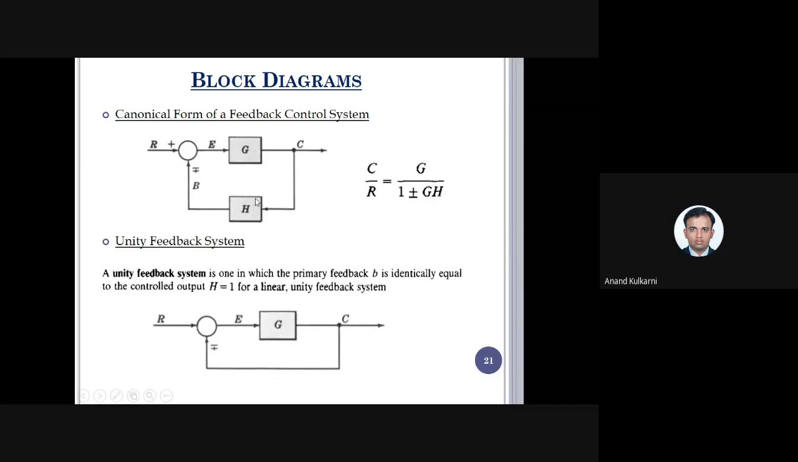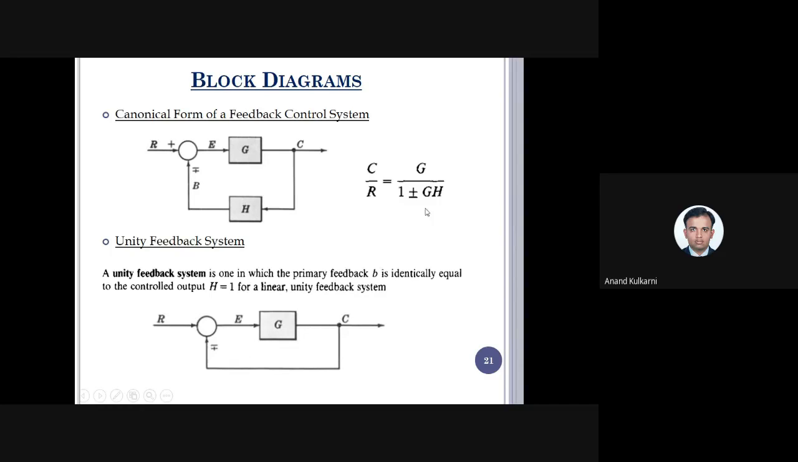Now, see here, sometimes in some of the blocks, this H is not seen. So don't get confused. If H is not seen, it is considered that H is equal to 1. That is called a unit feedback signal. It means the feedback, whatever is there, is a unit. The value of that is 1.